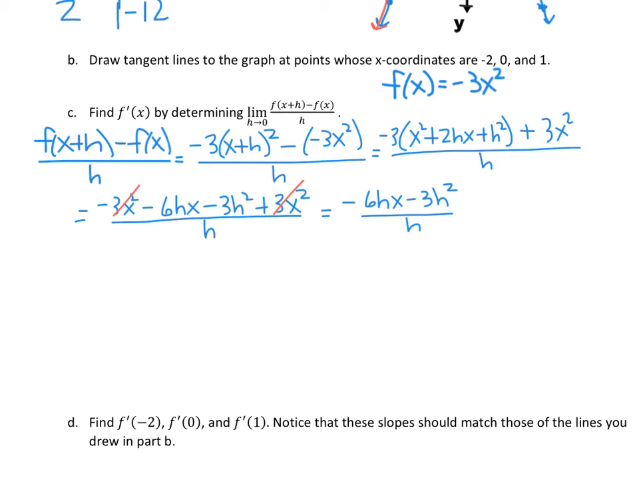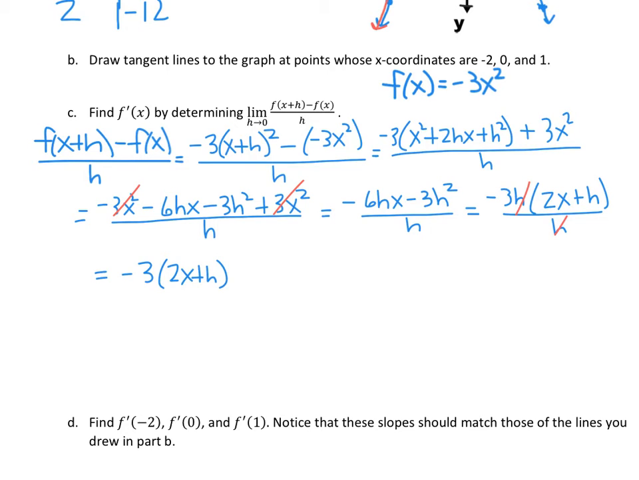Now in the numerator here, we can factor out a negative 3h. So if we do that, we have negative 3h, and factoring that out, we have 2x plus h. And then still over h. Now notice here the h's cancel. So now we're left with negative 3 times 2x plus h. Okay. Now we've simplified the difference quotient.